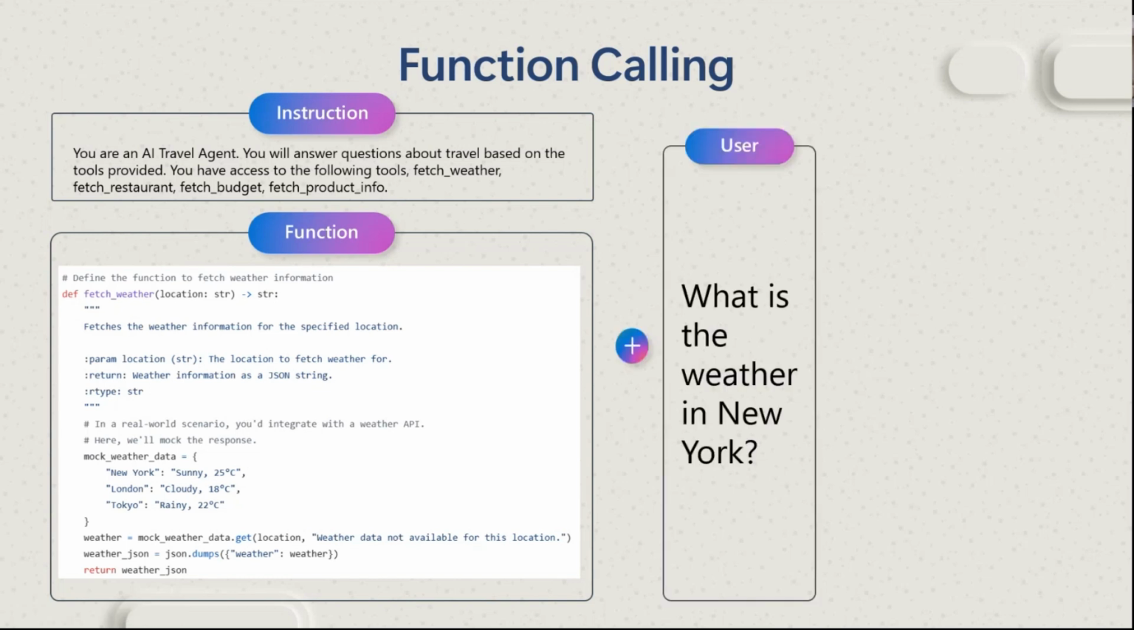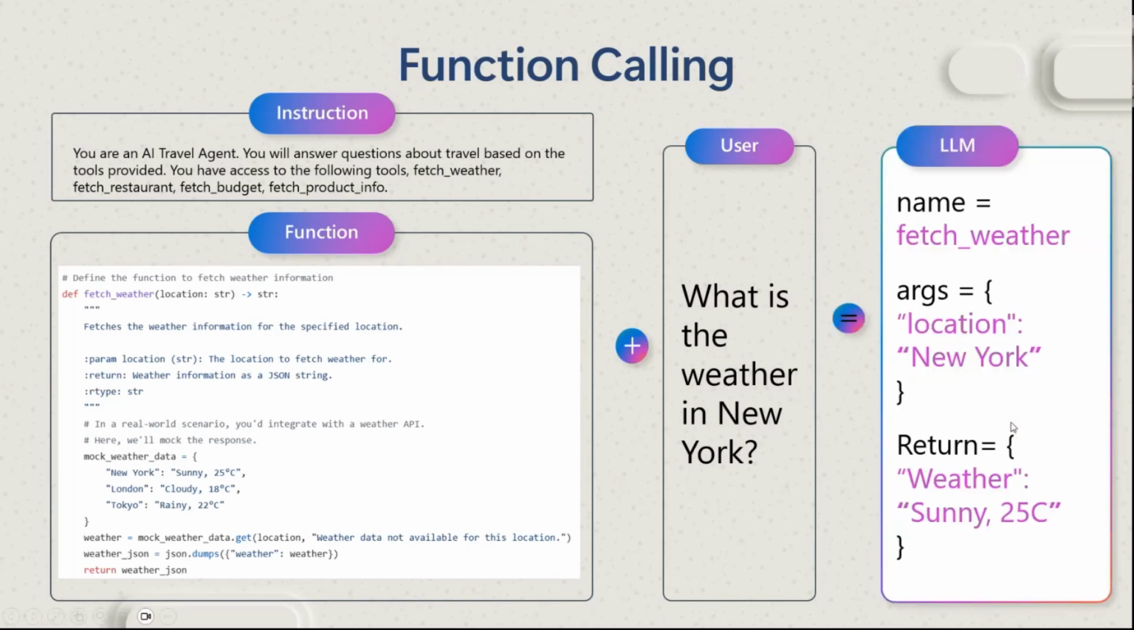And then afterwards, based on a specific user query, what is the weather in New York, the system, using natural language, determined that we actually need to use the fetch weather tool, and this is the actual argument that we need. And then from here, we actually return the information. So this is what's happening in the back end.